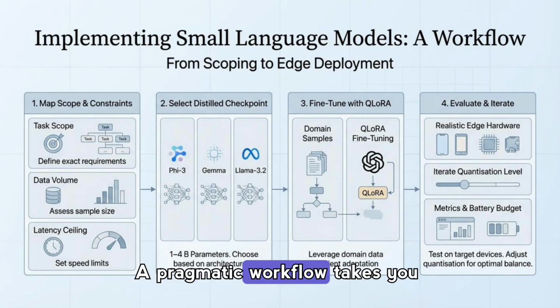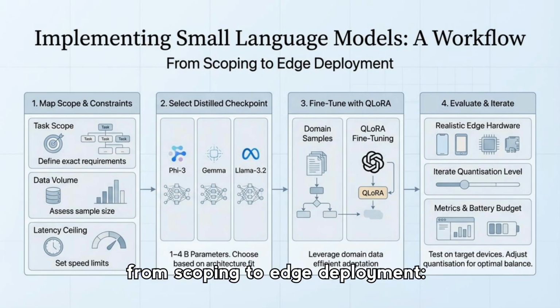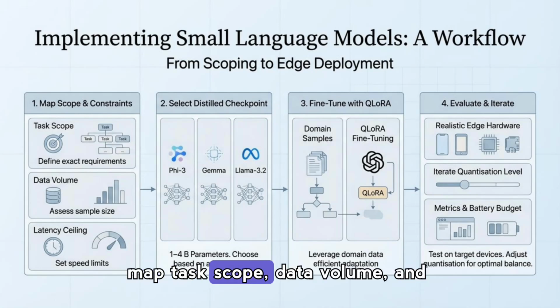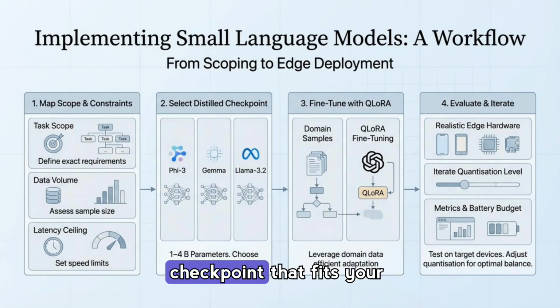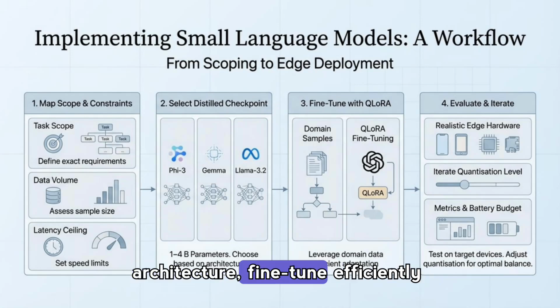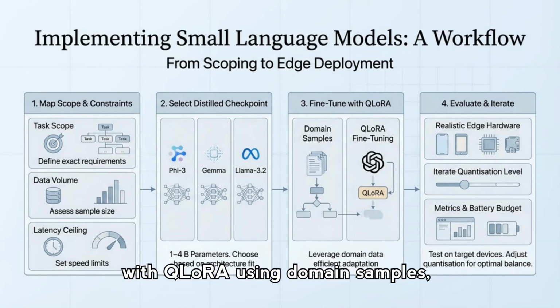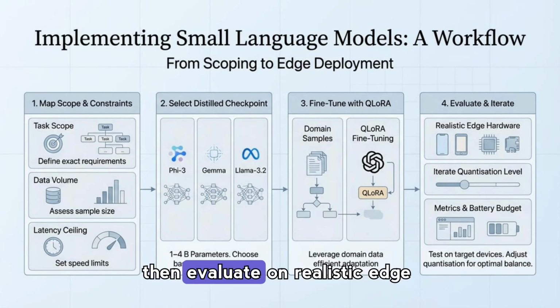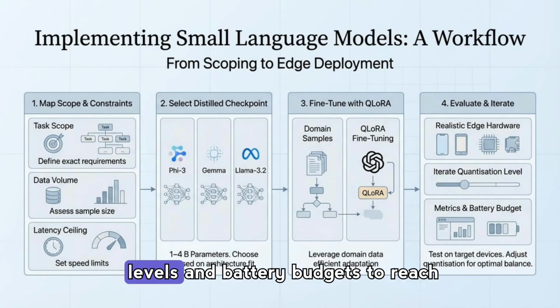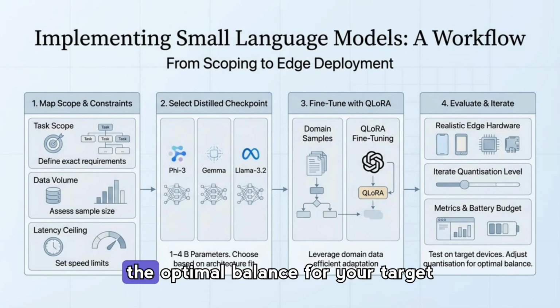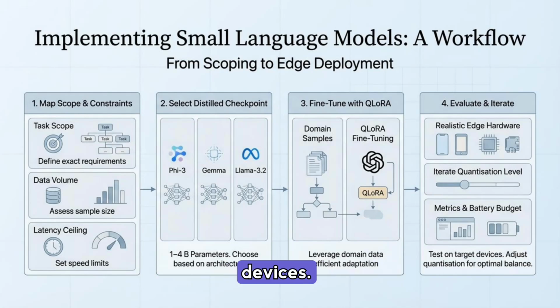A pragmatic workflow takes you from scoping to edge deployment. Map task scope, data volume, and latency limits. Pick a distilled 1.4b checkpoint that fits your architecture, fine-tune efficiently with QLoRA using domain samples, then evaluate on realistic edge hardware while iterating quantization levels and battery budgets to reach the optimal balance for your target devices.